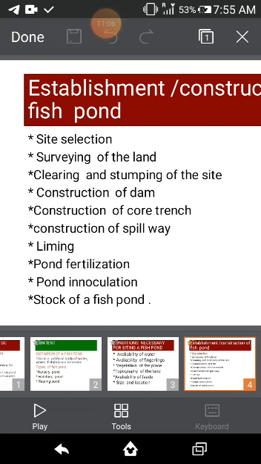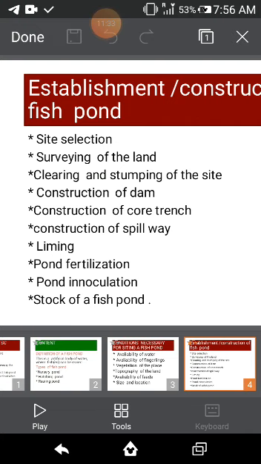9. Stocking of fish pond. You have to make sure that you stock your fish pond with a good species of fish that grows fast. Stocking is the introduction of fish into the fish pond. It also means the number of a particular species of fish a pond can accommodate at a time.